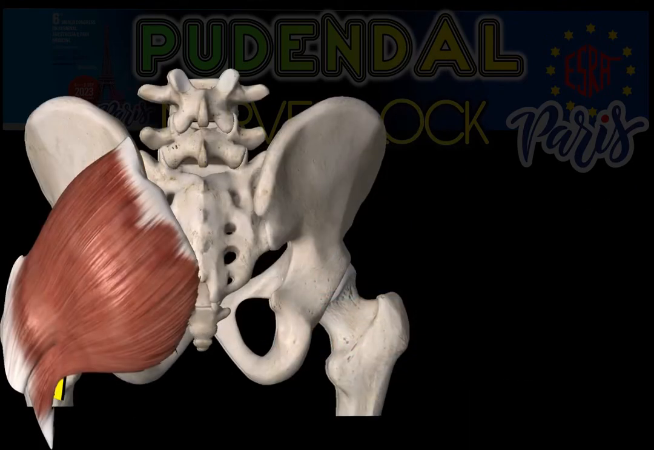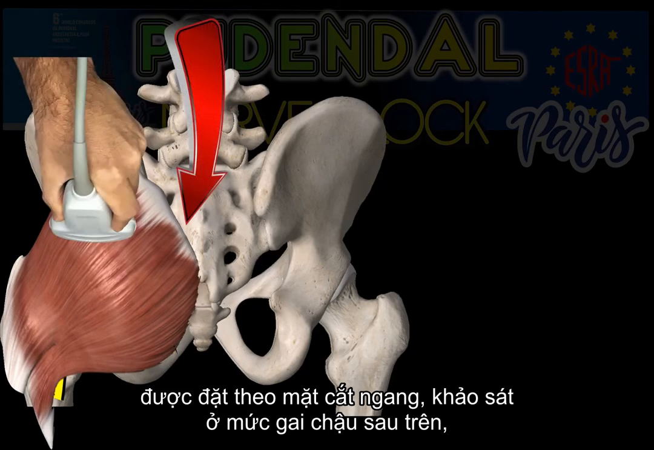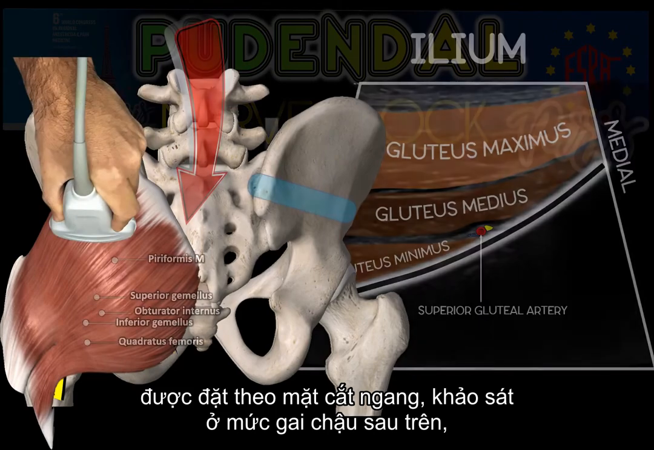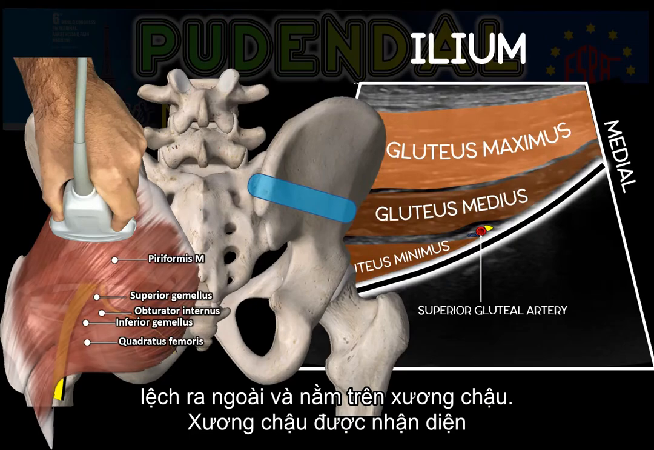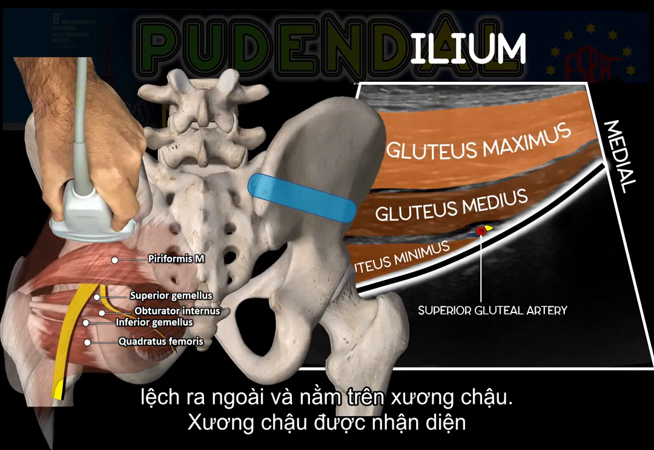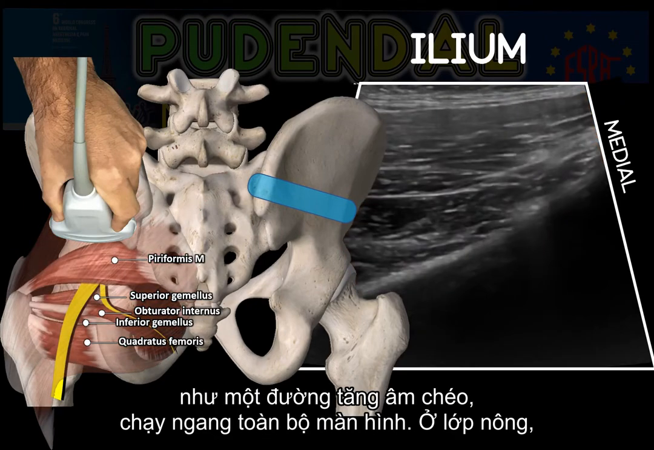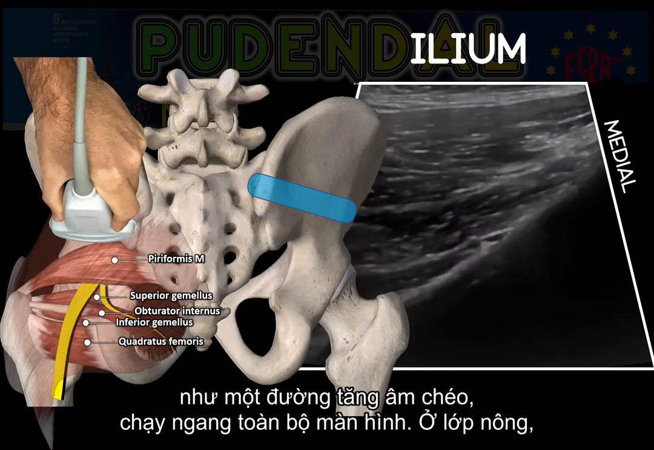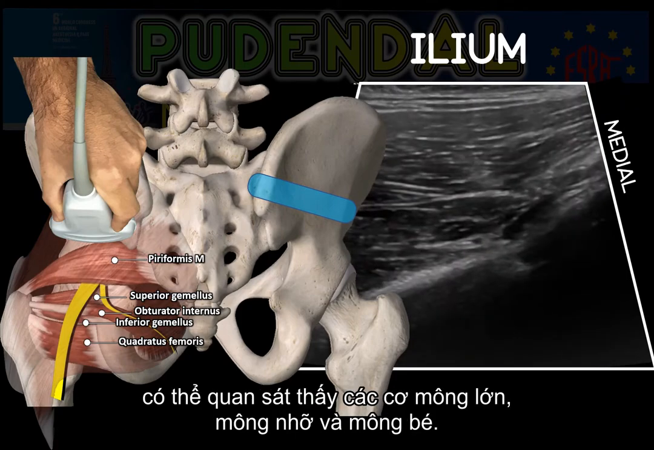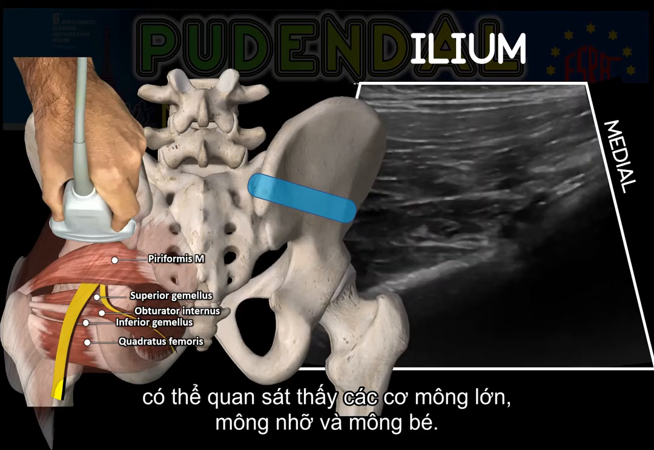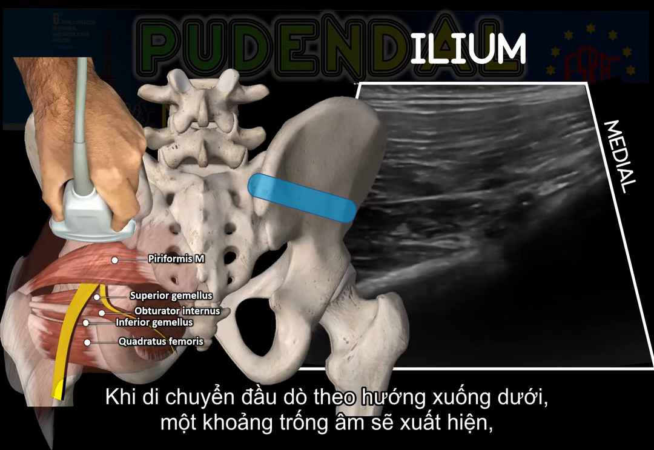The transducer must be placed in an axial plane, scanning at the level of the posterior iliac spine, lateral to it, and over the ilium. The ilium is identified as a diagonal hyperechoic line that crosses the screen from side to side. In its superficial part, we will observe the presence of the gluteus maximus, medius, and minimus muscles.